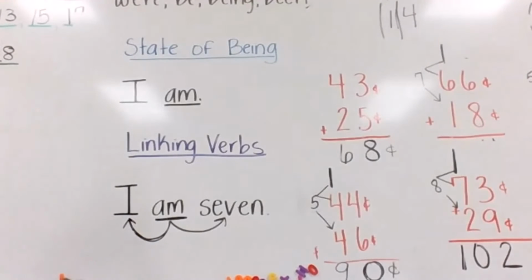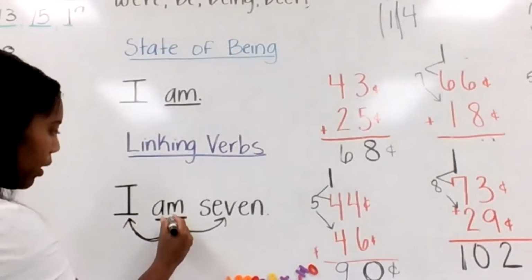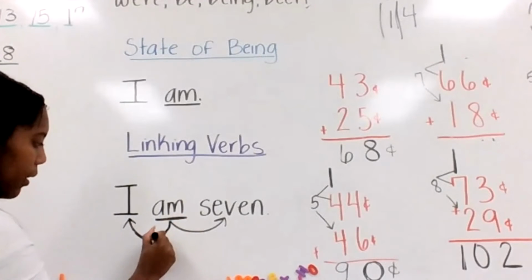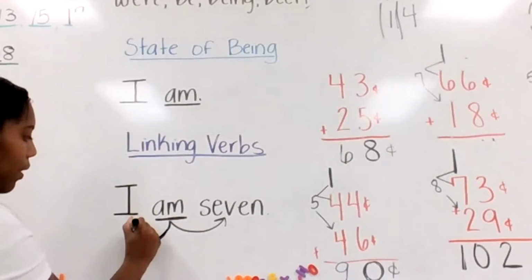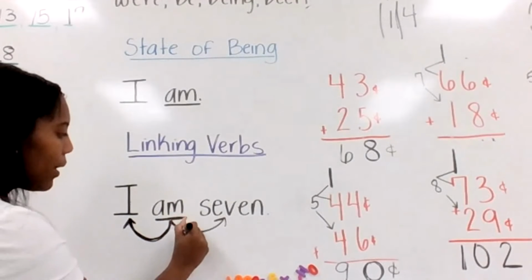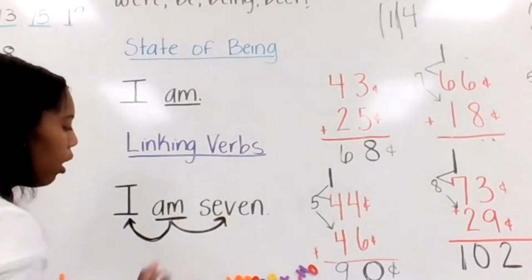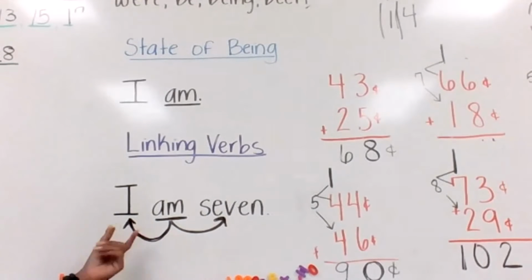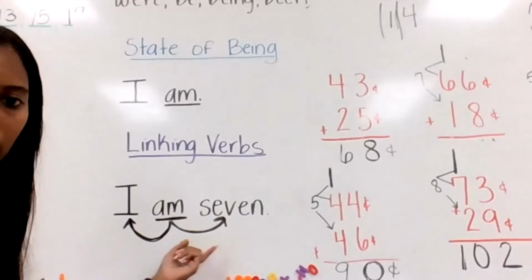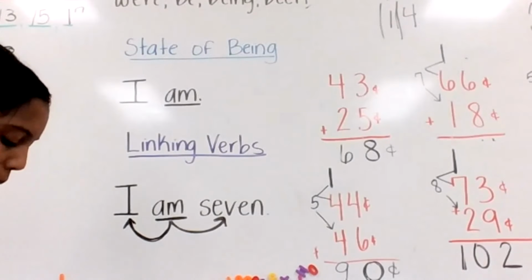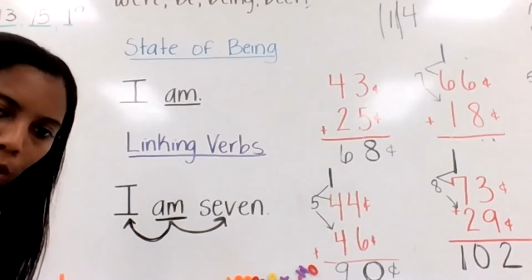So my arrows are going. I started the arrow here at am, then I connected it to I. Then I went from am, and then I connected it to 7 to show that am is connecting I and 7 together. These arrows are important. Please make sure to draw those too.